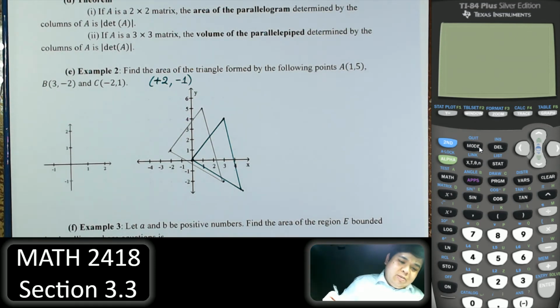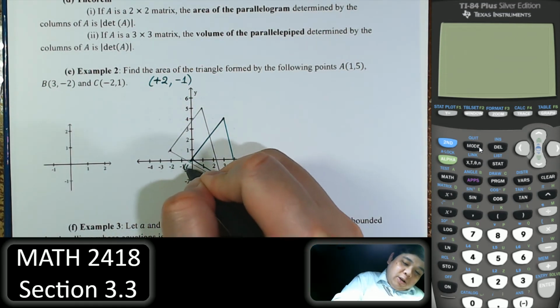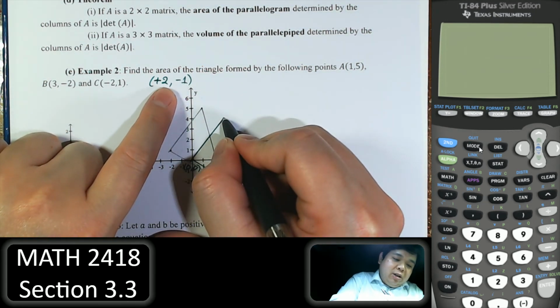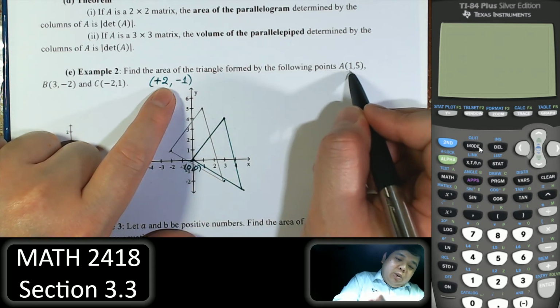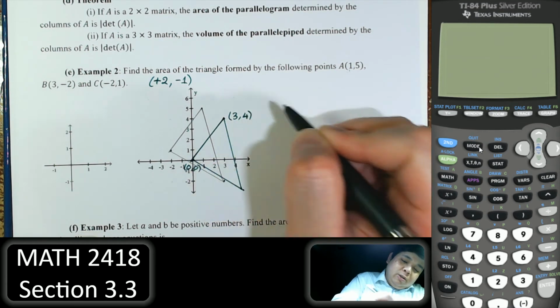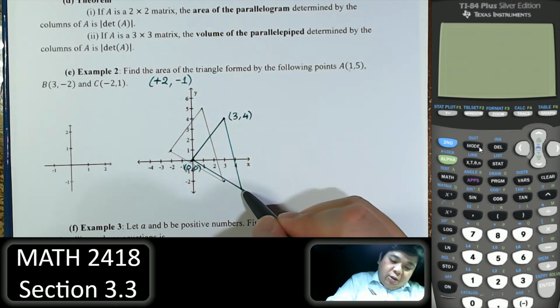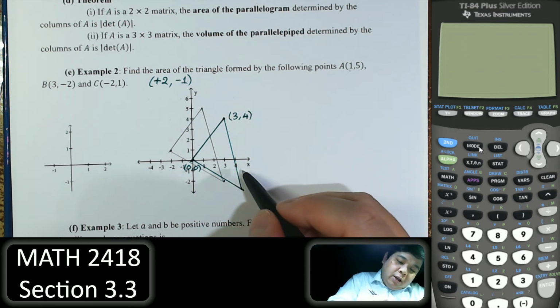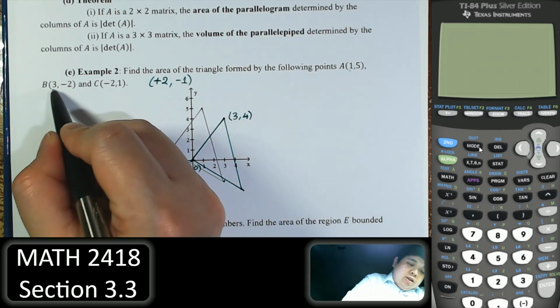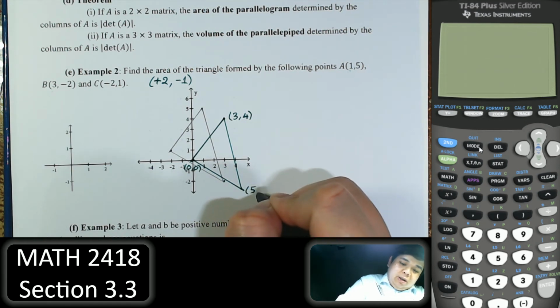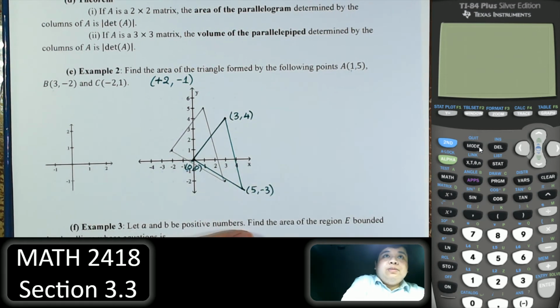Right, the coordinates. Of course, 0, 0, that's easy. What is the coordinate here? So plus 2 and minus 1. This is A, plus 2 minus 1, so that will be 3 and 4. And this one is this point plus 2 and minus 1, so it's going to be 5 and negative 3.